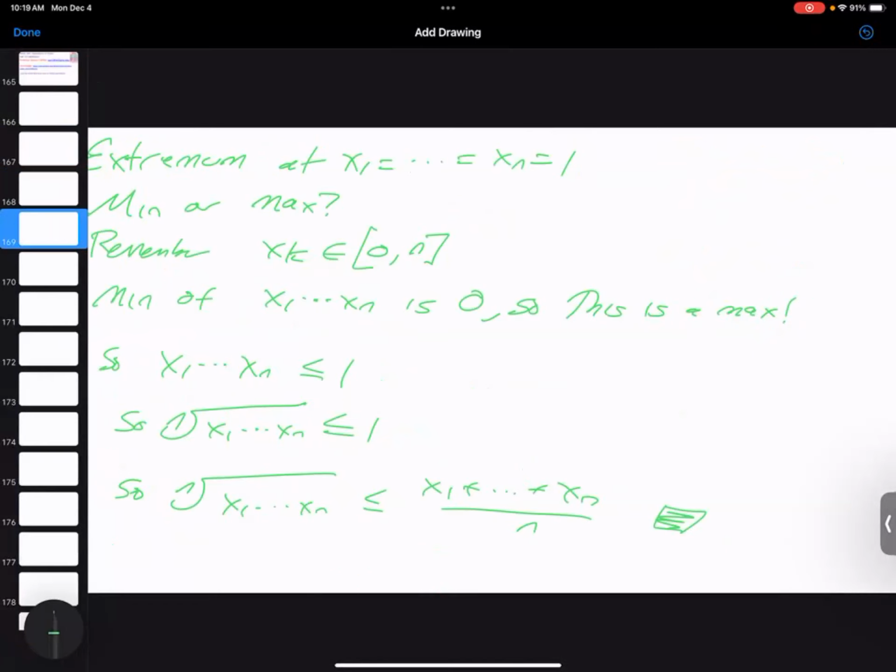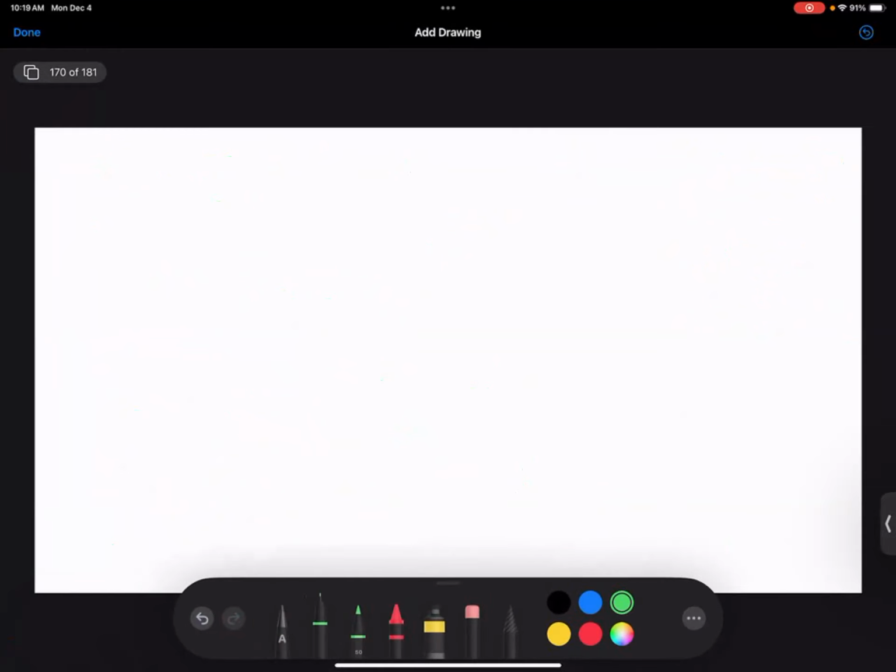Okay, so let's now look at another proof. So let's go to a proof by induction. And again, I want to show some interesting ways to prove this. So we proved it using Lagrange multipliers.